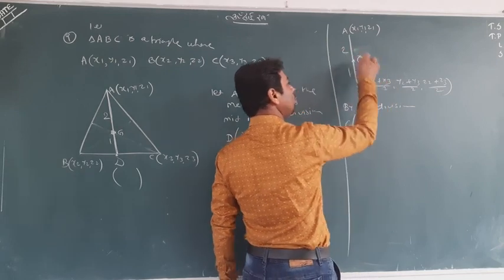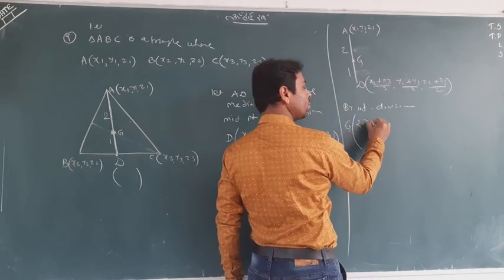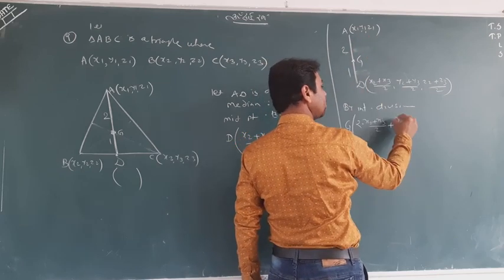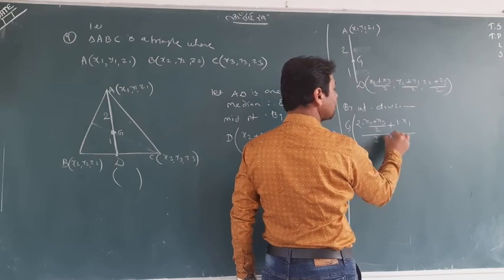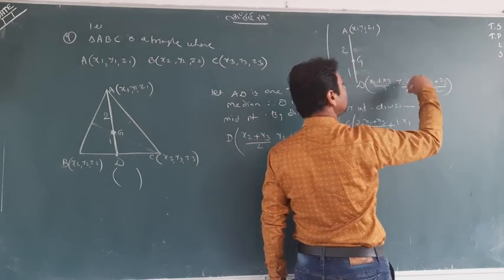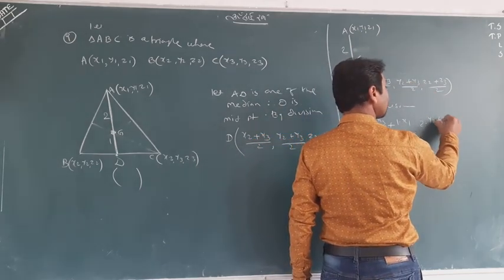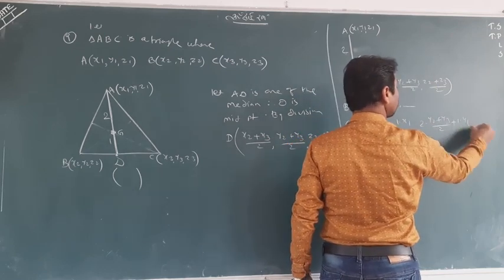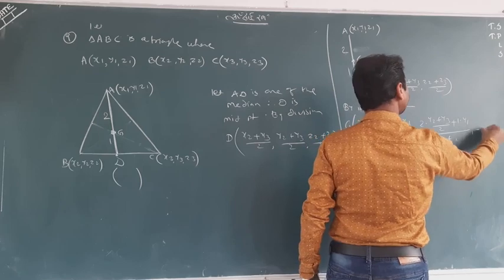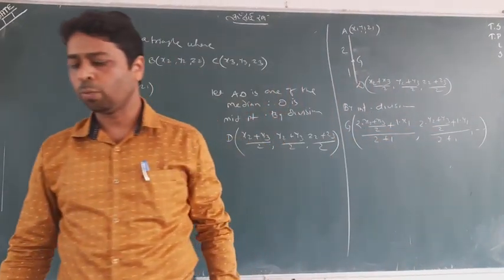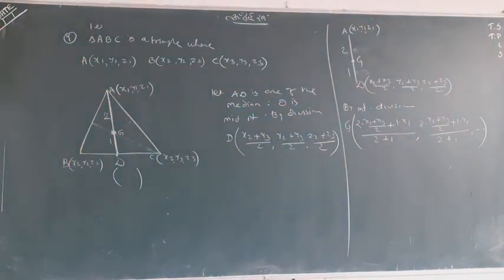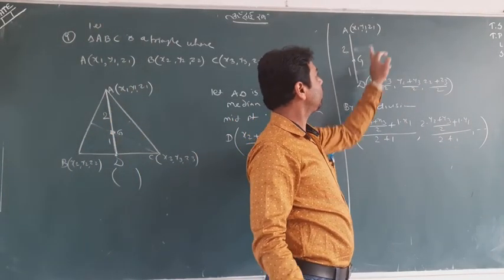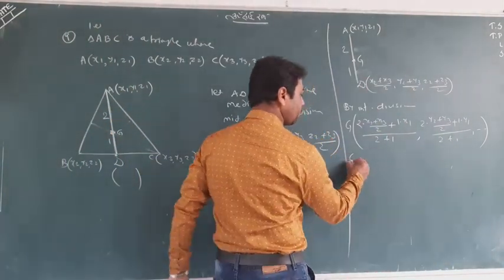You write m x2, so 2 into the first plus 1 into the first upon m plus n. Next, 2 into this, plus 1 into this upon 2 plus 1. Please write the next one. Next you know it. What will come? 2 into this plus 1 into this upon m plus n. And what will we get? The final answer.